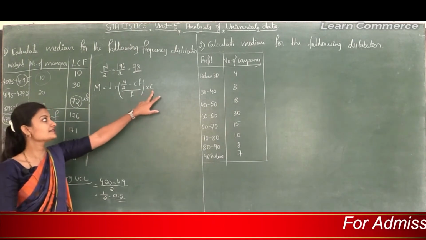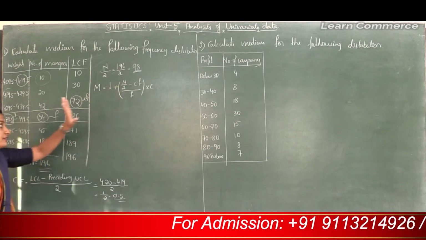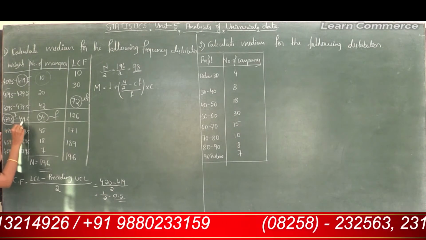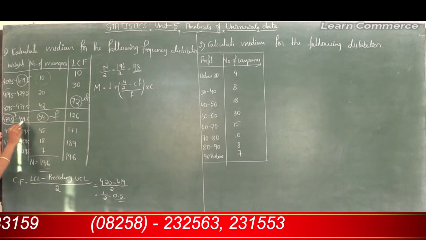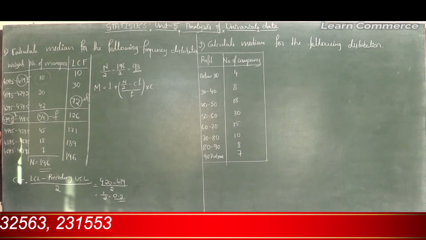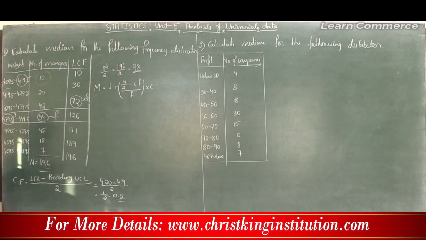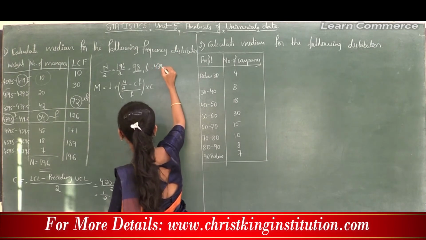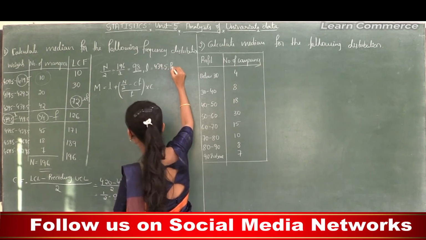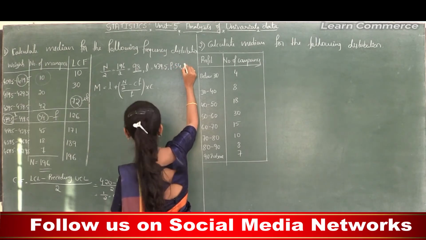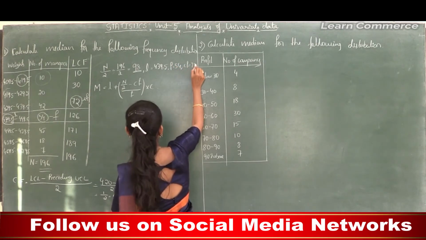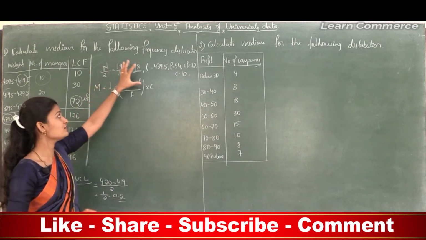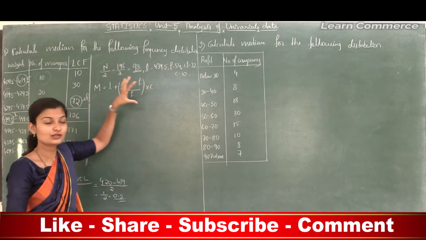Next, we need C, which is the width of the class. How do we calculate the width of a class? It is the upper class limit minus the lower class limit. Here the upper class limit is 449.5 and the lower class limit is 439.5, so C is 10. So here we got all the values: L is 439.5, F is 54, CF is 72 and C is 10. Now I will substitute all these values into the formula.